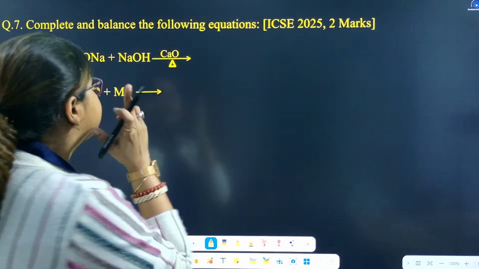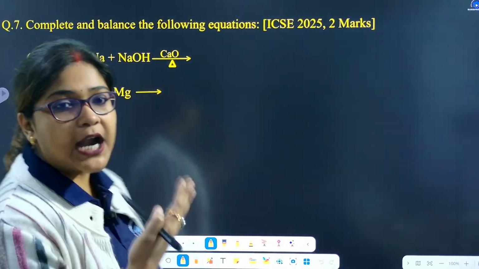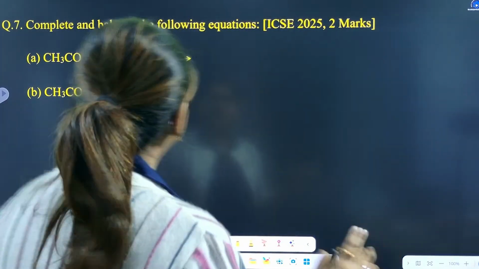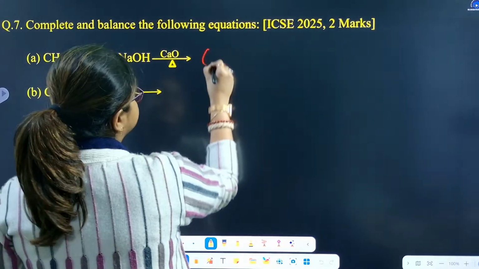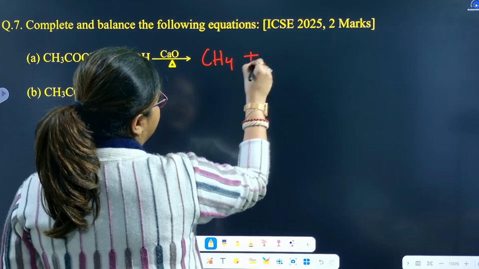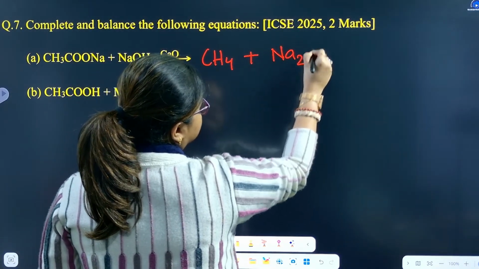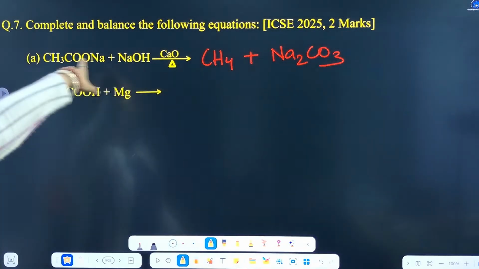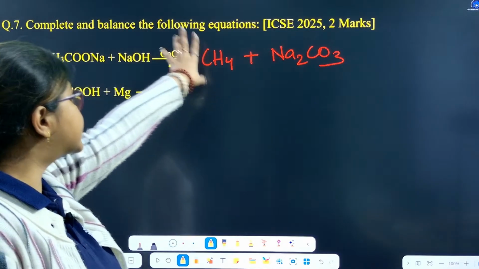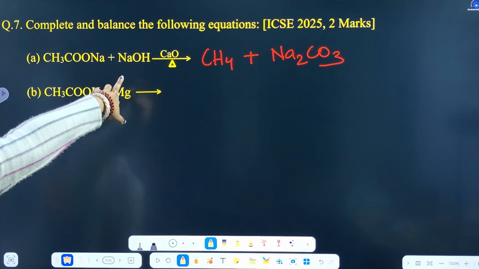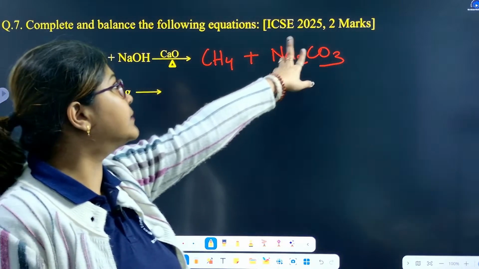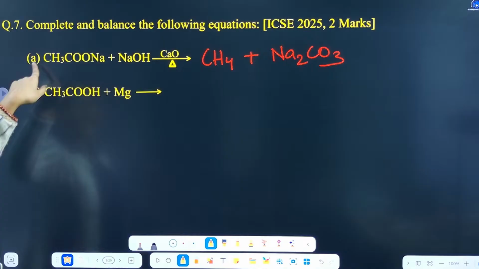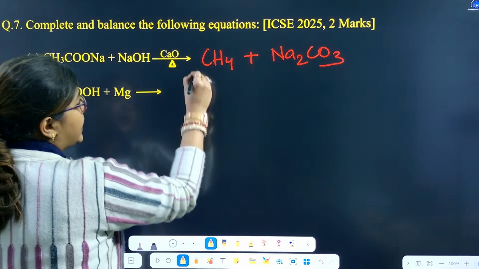This is the synthesis process or decarboxylation reaction to generate alkanes, right? So here you will get methane plus sodium carbonate, right? Here carbon dioxide will be released, it will combine with sodium hydroxide to generate sodium carbonate, and what will happen? This will take up hydrogen to give me methane.